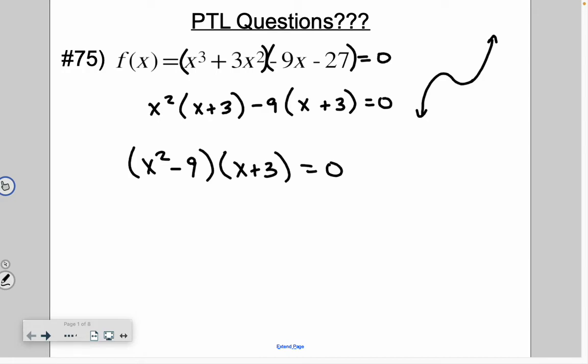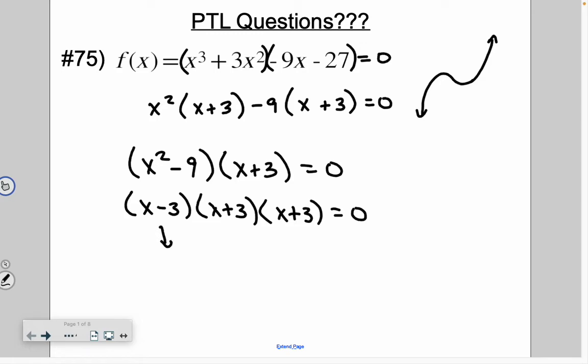We can factor x squared minus 9. It's a difference of squares. So we have x minus 3 and x plus 3, and then we still have this x plus 3 as well, equal to 0. And now from here, zero product property.